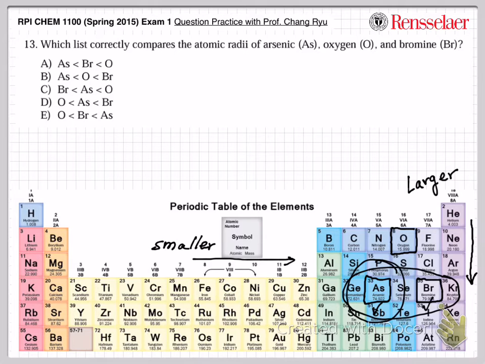but among these two choices, this will be the largest, and the bromine will be the second largest. So therefore, the answer is arsenic becomes the largest, oxygen becomes the smallest, and the bromine is in the middle. So E is the answer.